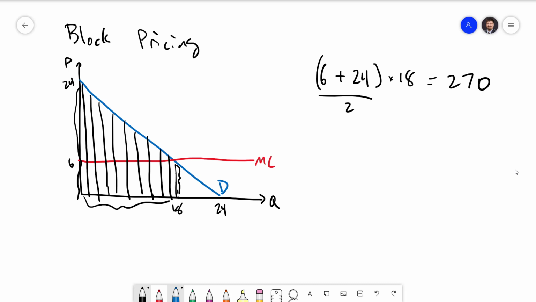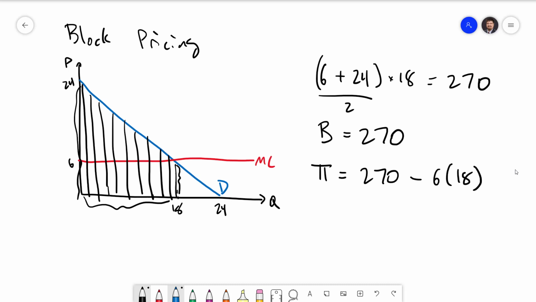Just like with two-part pricing, we're going to set the block price equal to that willingness to pay. Or again, if you want to be really careful about it, 270 minus some tiny amount. Again, I'm just going to call it close enough. The profit we're going to get is revenue of 270 minus the cost to produce 18 units, 6 times 18, which comes out to 162. The exact same profit that we made with two-part pricing and with first-degree price discrimination.